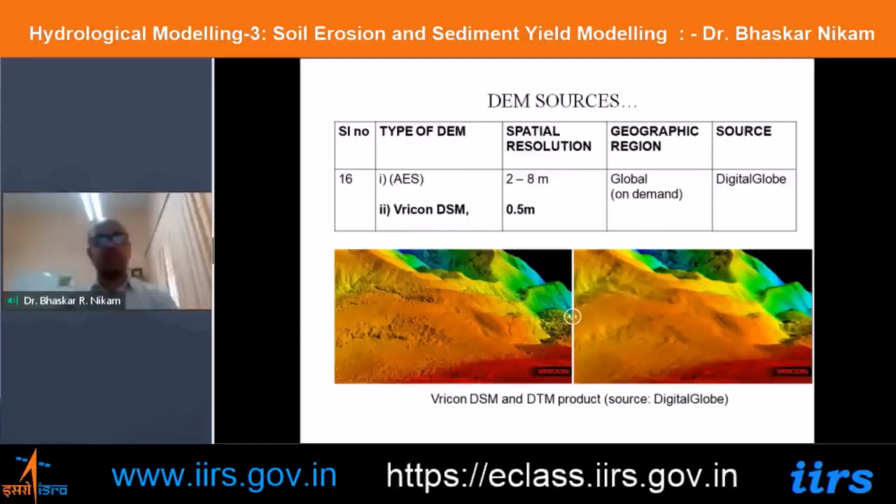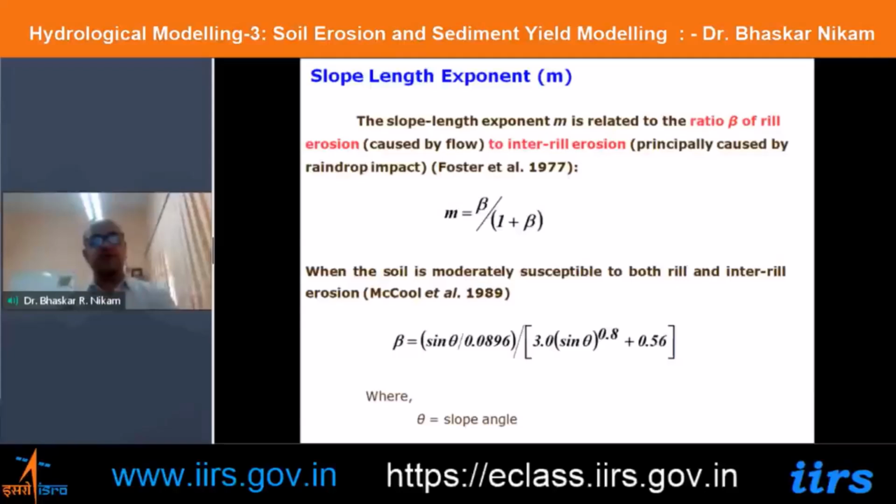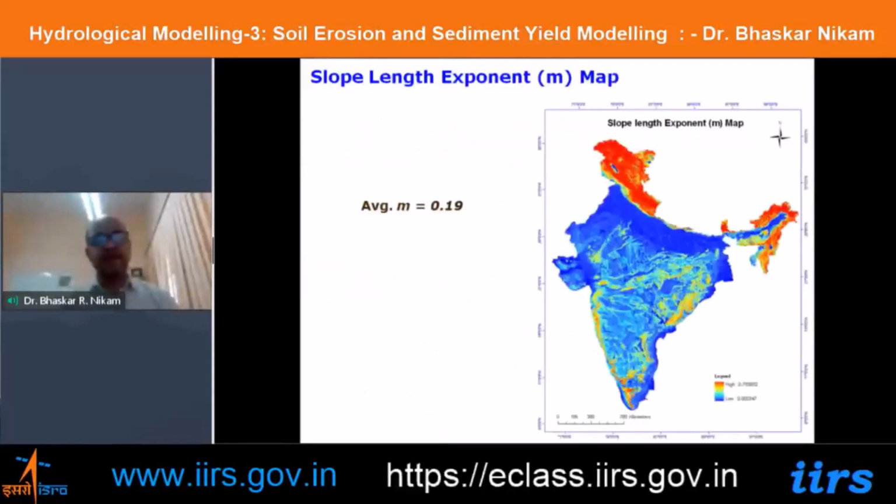Now coming back to our discussion, this variable slope length exponent can be calculated if you know the slope of the terrain. Slope you can calculate using the DEM. So once you have slopes, you can calculate this variable slope length exponent m. And this particular slope length factor can be calculated.